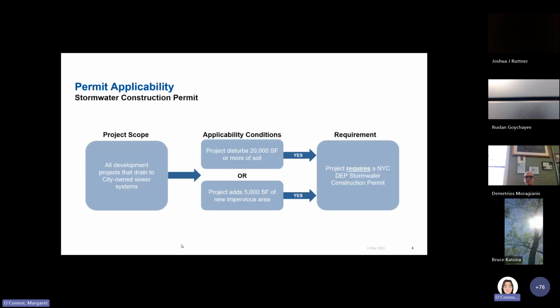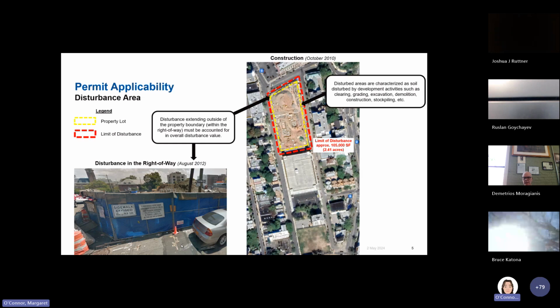So we're going to start with permit applicability, and what we're determining in our permit applicability is whether or not a project is a covered development project. In its simplest terms, if you disturb more than 20,000 square feet of soil, or you create 5,000 square feet of new impervious area, a project is considered a covered development project. It requires a stormwater construction permit. Now, there are projects that might be exempt. For instance, a private project that drains directly to a water body would be exempt from this process. Most of the projects are now part of the program, though.